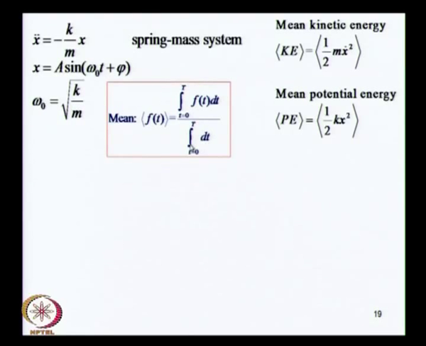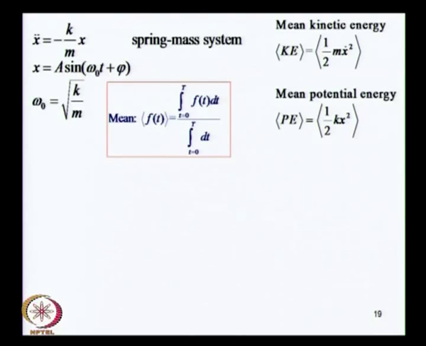That is how you will determine the average. When you have to determine the average kinetic energy, you will need the average of x dot square, and x dot will come from the time derivative of this. From the derivative of the sine function you will get the cosine function, and you will need a cosine square, whereas when you take the average of the potential energy, you will need to take the average of x square, which is the average of the sine square function.